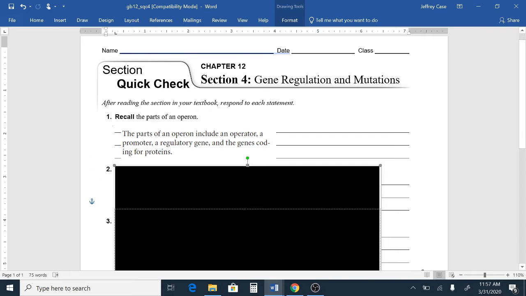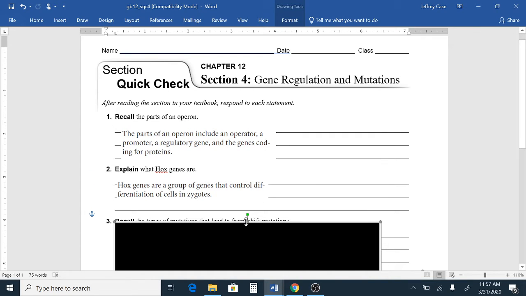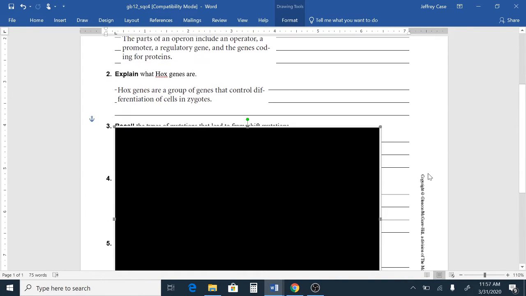Number 2, explain what Hox genes are. Hox genes are a group of genes that control differentiation of cells in zygotes.